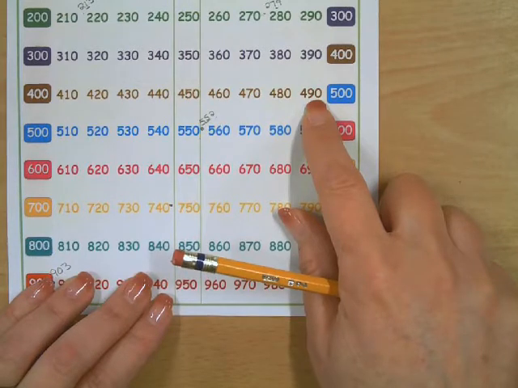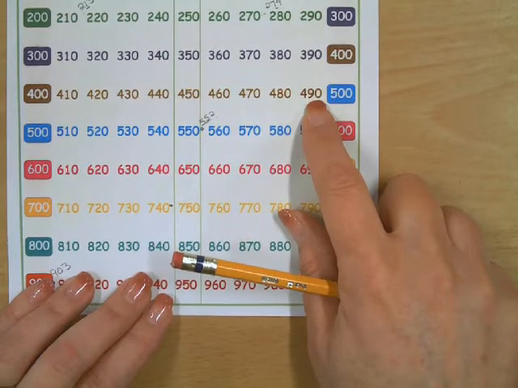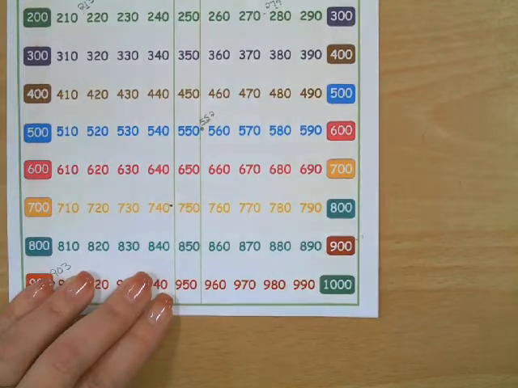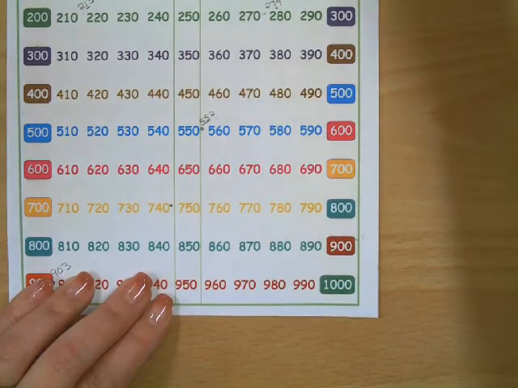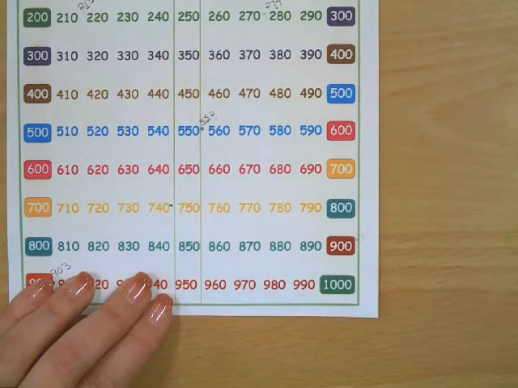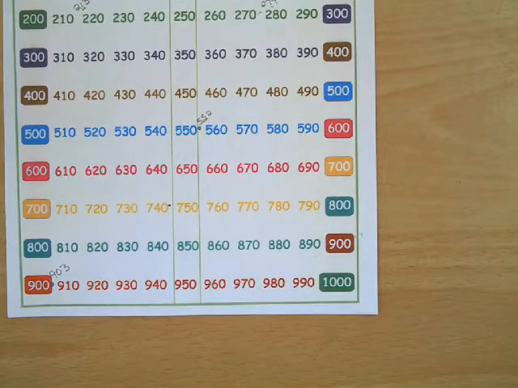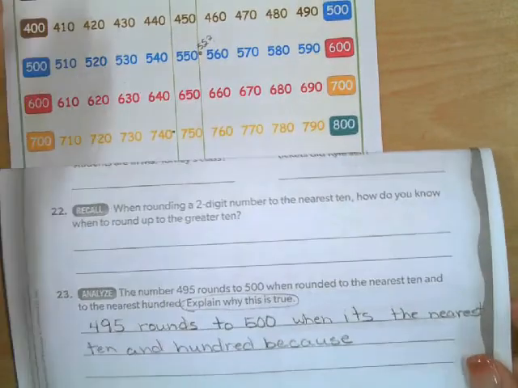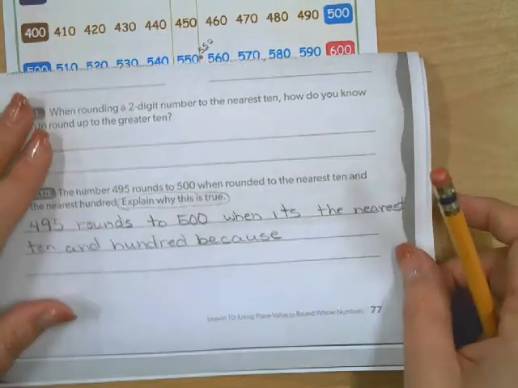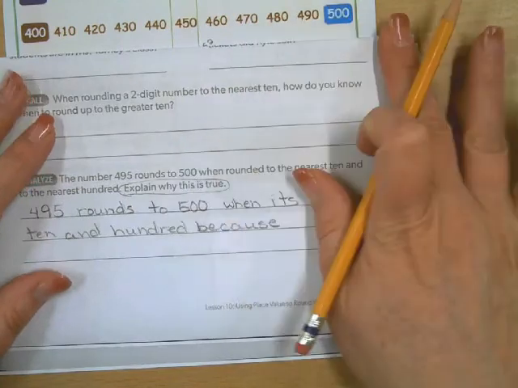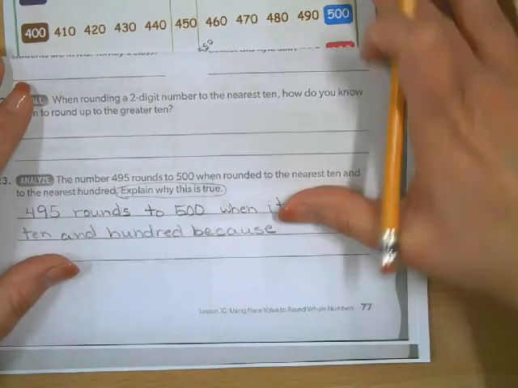and 500, right? So it's not just asking about the nearest 10, it's also the nearest 100, right? So let's think about first, why does it round to, first thing it asked us is rounds to the nearest 10, right, Coulter? So why does 495 round to 500? What's the two tens it's between?